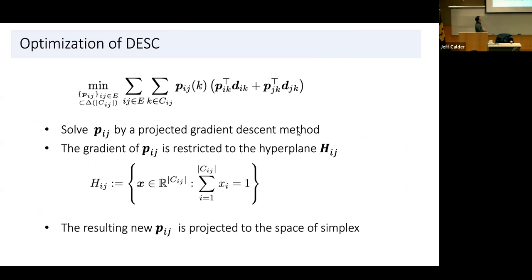So for optimization, there could be many different methods, but we only tried a very simple, very naive one, just a naive projected gradient descent method. But the one special thing we did is that we always keep the gradient within the hyperplane defined by the simplex. So it's something related to Riemannian gradient descent, but it's not a valid retraction anymore. But we use some ideas there. It seems to work better.